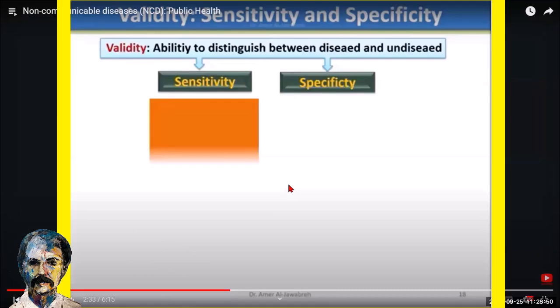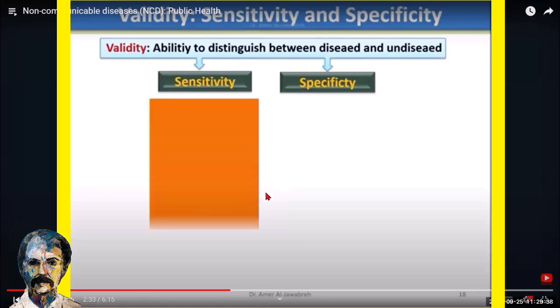Now we go to concepts which are very important in clinical chemistry, epidemiology, and public health. These concepts are validity, sensitivity, specificity, accuracy, precision, positive predictive value, and negative predictive value. These are very important for you to know. So if I say this test is valid, what do I mean? I mean it's highly sensitive and highly specific. What do I mean by highly sensitive and highly specific?